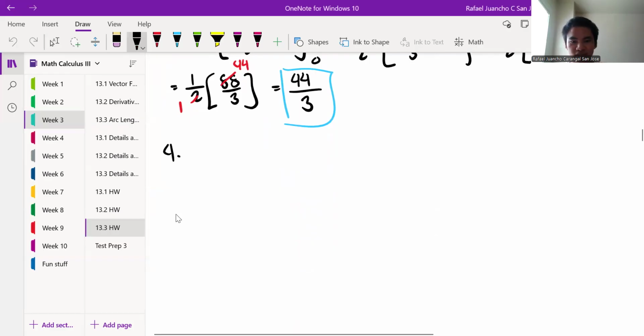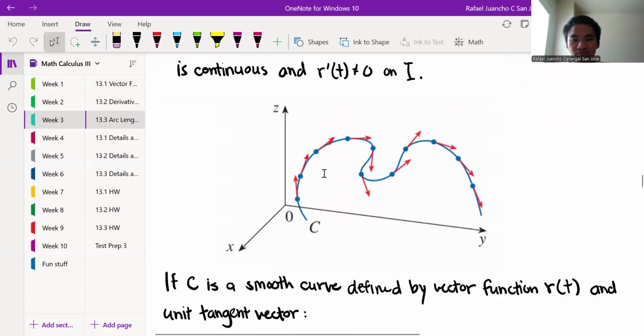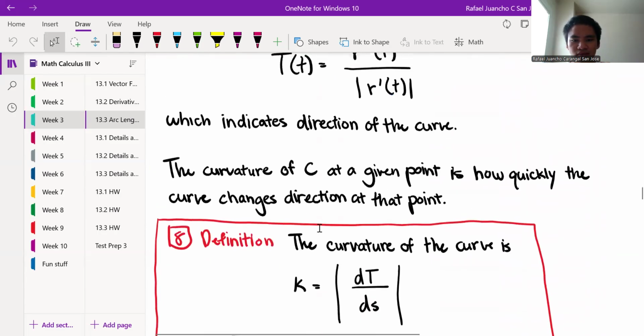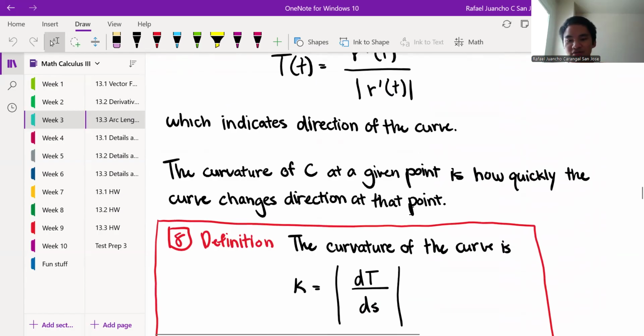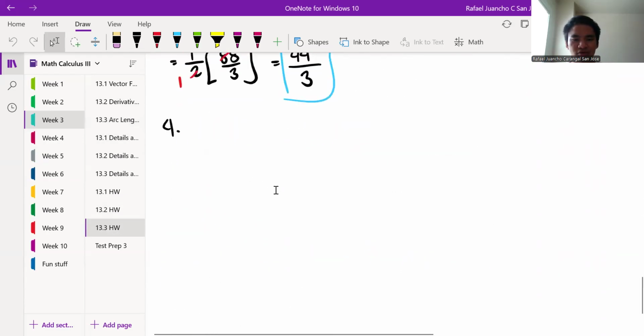So previously we discussed that there's a formula for curvature, and the intuitive definition is that curvature is how fast the direction changes given a curve, right? We previously discussed that the curvature is how quickly the curve changes direction, right? Okay, so knowing that, let's proceed to do more exercises on curvature.